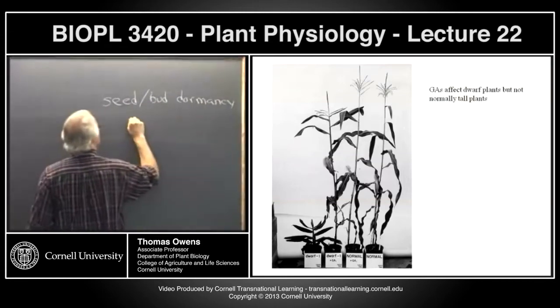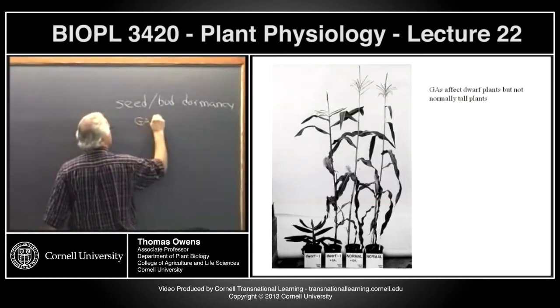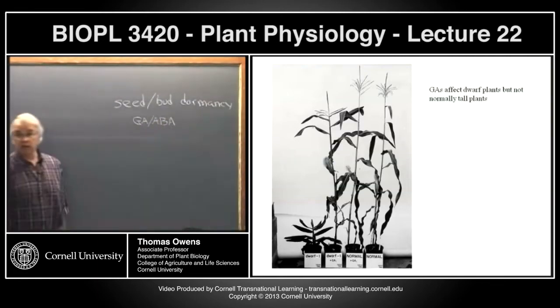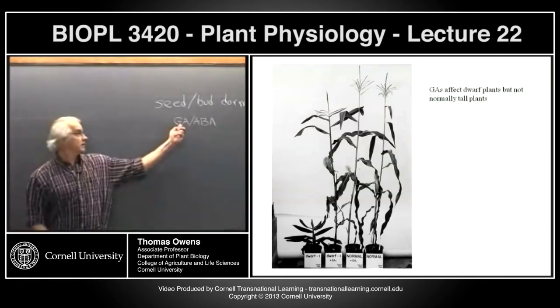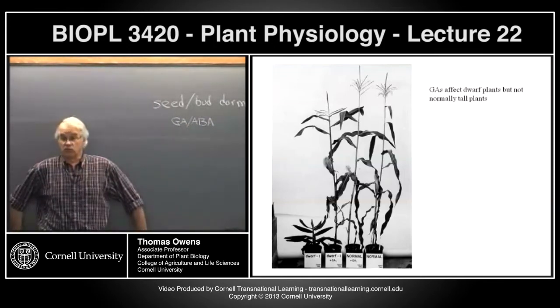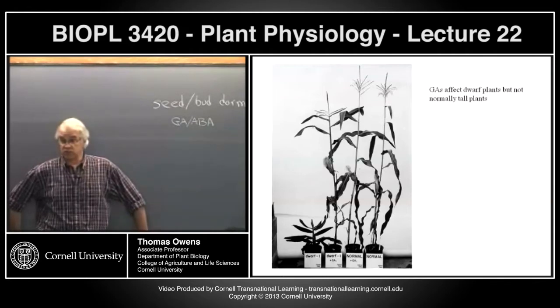These are controlled by the ratio of gibberellic acid to ABA. The higher the ABA, the more likely that it'll stay dormant, or the seed won't germinate. The higher the gibberellic acid relative to ABA, the more likely the bud will break or the seed will germinate.